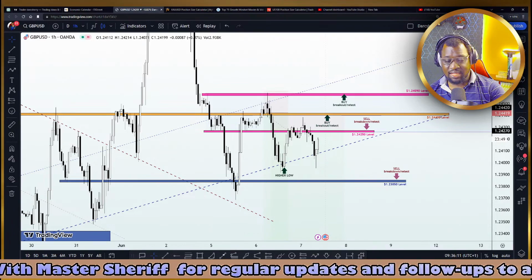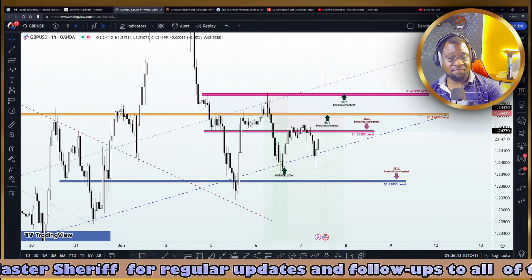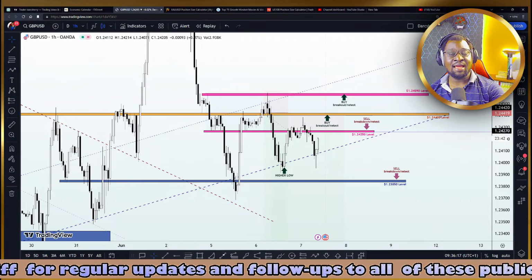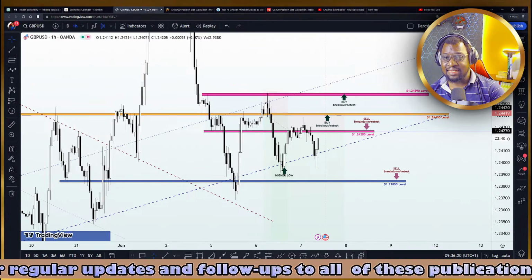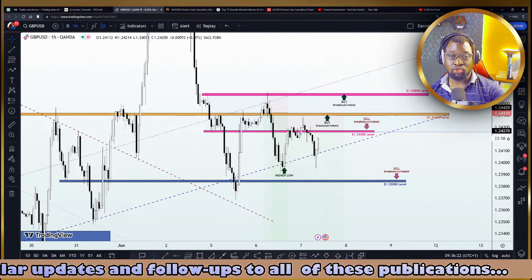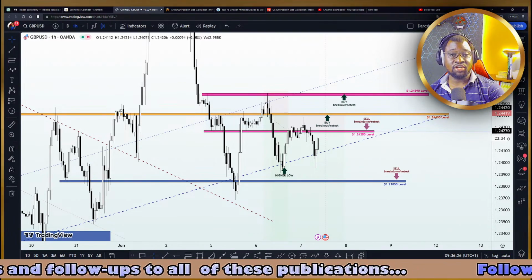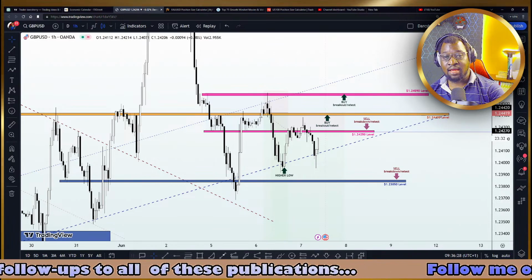So as you can see, the market has been very slow this week. We've really not seen that huge traction we normally see during the first half of the week, and this has a whole lot of reasons. I told you there are fundamental factors around this, especially the interest rate decision coming up next week.